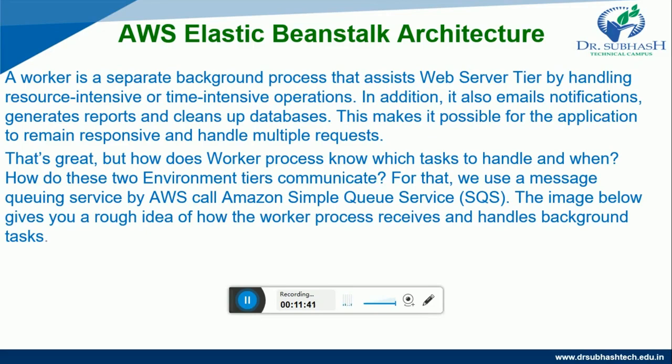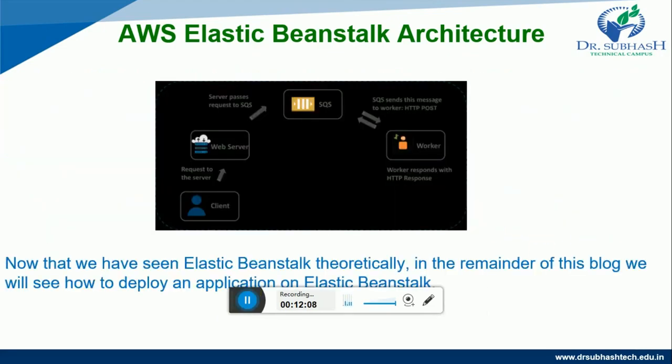How do these two environment tiers communicate? For that, we use a message queuing service by Amazon, that is Amazon Simple Queue Service, which is nothing but SQS. Now let us see, with the help of the given images, a rough idea of how the worker process receives and handles background tasks. Now you can see this figure.